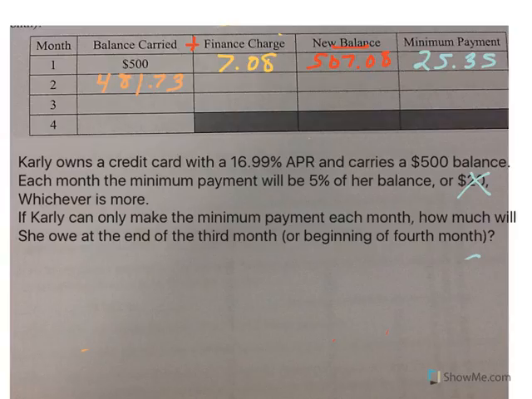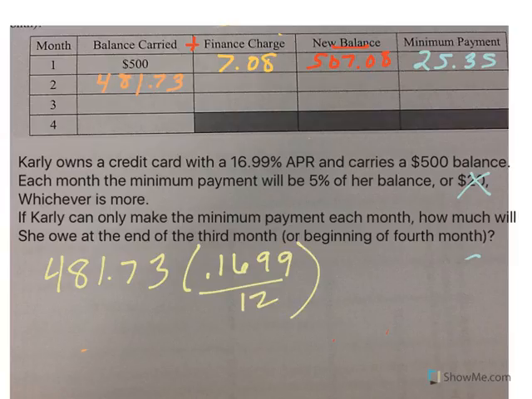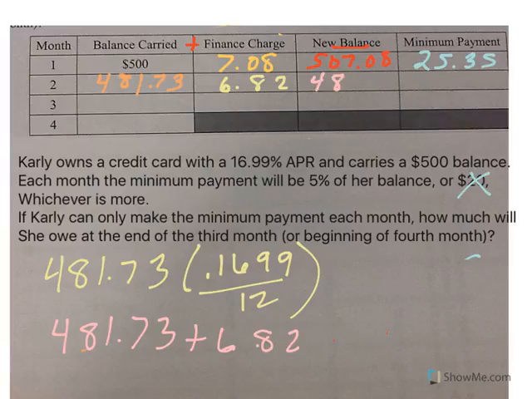Okay, so we have our balance. We've got our $481.73, and I'm going to multiply that by 0.1699 divided by 12. Don't forget your APR has to be divided by 12. When I do that, I get a finance charge of 6.82. Now, it should make sense that the finance charge is less this second month because you have a smaller balance. And remember, the bigger your balance, the bigger your finance charge. So now I take my 481.73 and add to that the finance charge of 6.82. And that gives me a new balance of 488.55.